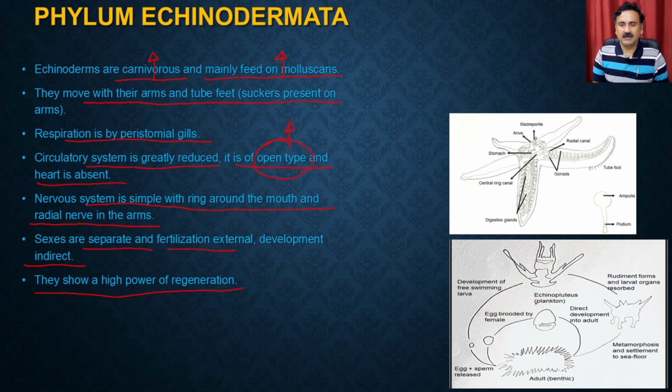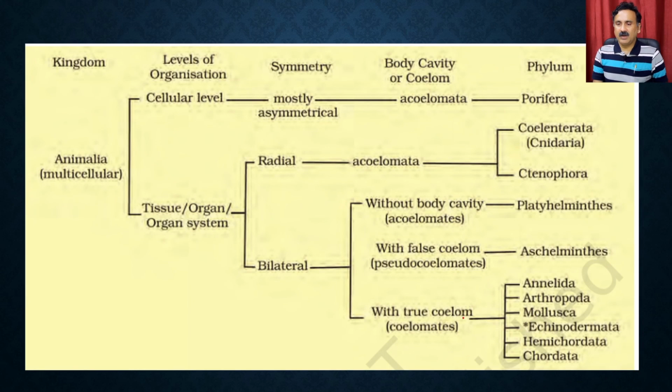So, the sexes are separate, which means the male and female produce their gametes, and then the fertilization takes place outside, and after that it goes through different developmental stages, and ultimately it forms the adults. So this is all about the different organisms present in the echinoderms. Now following this we have the two classes which are called the hemichordata and the chordata.